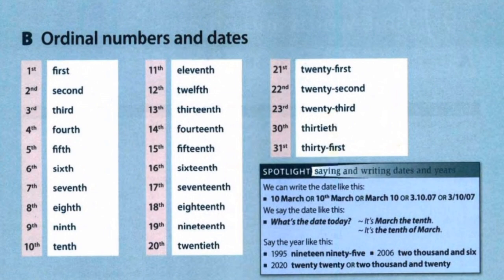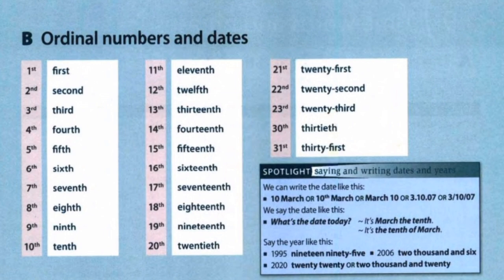For example, here it is talking about the 10th March or March 10th of 2007. We can ask about the date like this. What's the date today? We start with it's March the 10th, or it's the 10th of March. So it's plus month plus the plus ordinal number, or it's plus the plus ordinal number plus of plus month.